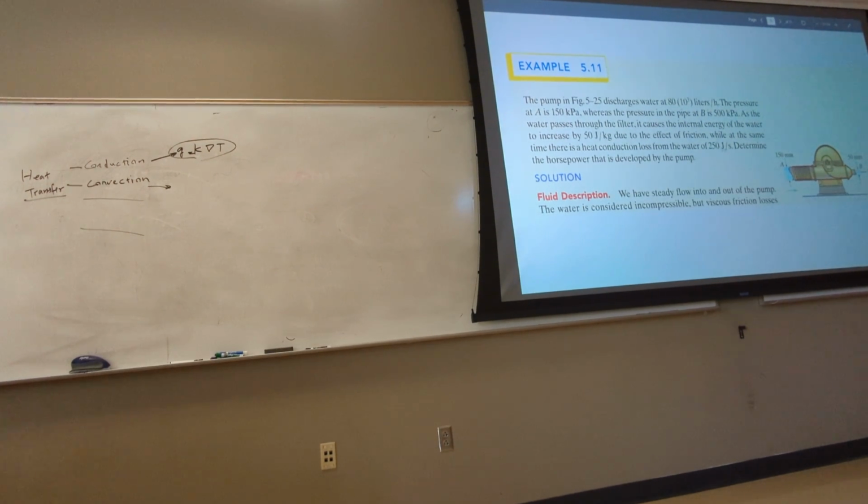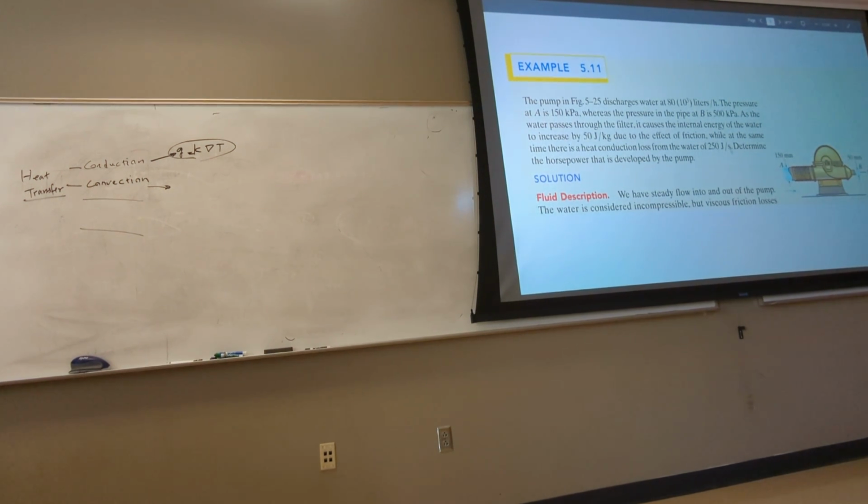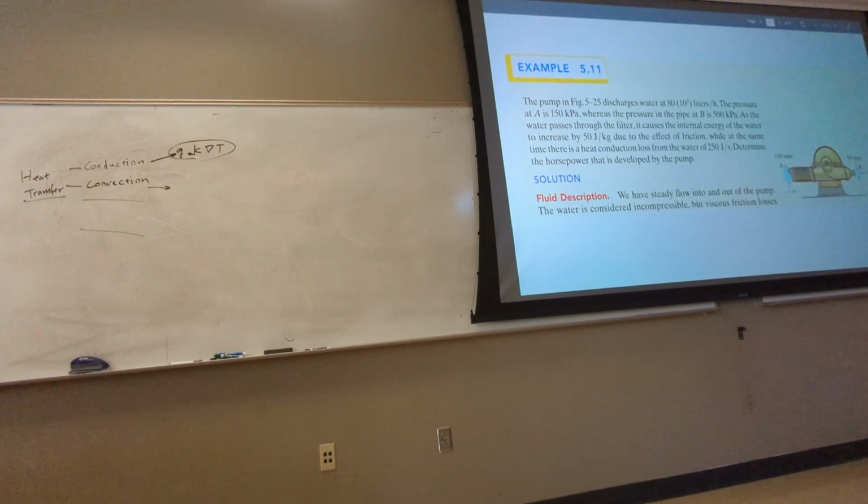So here the heat conduction loss is 250 joule per second. You see these are not joules, these are rates, so it's dQ/dt, it's not Q, it's dQ/dt. They say determine the horsepower that is developed by the pump. So find the energy of this pump required to maintain this pressure difference.